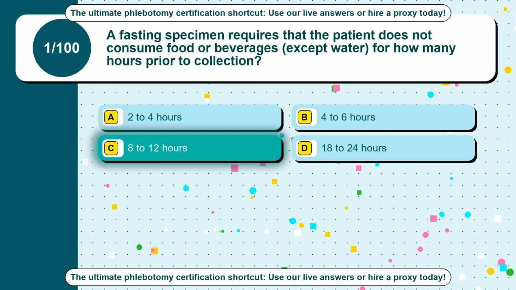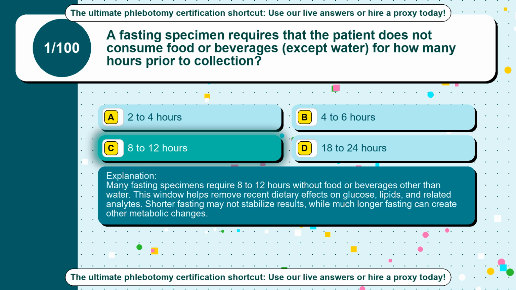The correct answer is option C, 8 to 12 hours. Many fasting specimens require 8 to 12 hours without food or beverages other than water. This window helps remove recent dietary effects on glucose, lipids, and related analytes. Shorter fasting may not stabilize results, while much longer fasting can create other metabolic changes.